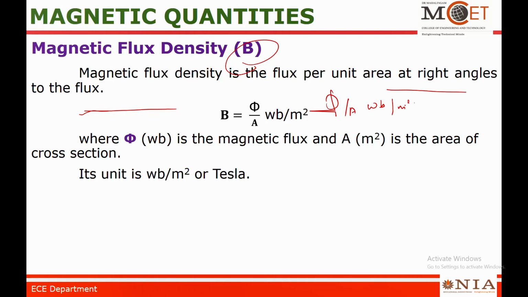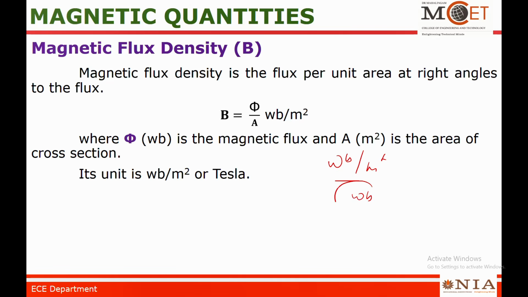Psi, as we have already seen, is the magnetic flux. Here A is the area of the cross section. So the unit of the magnetic flux density is the Weber per meter square, where Weber (Wb) is the magnetic flux and A is the area of the cross section.